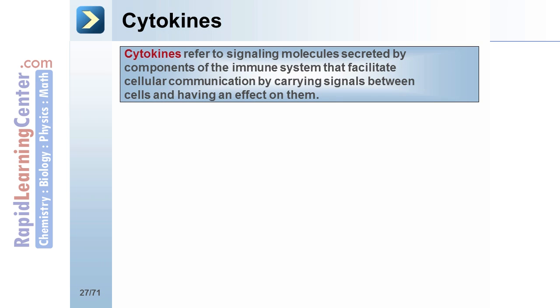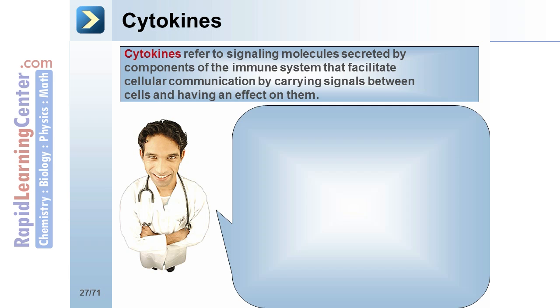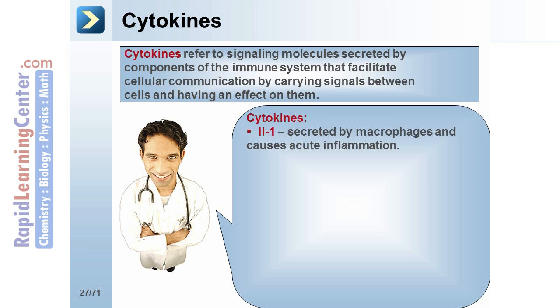Now let's take a look at a few other components of the immune system, including cytokines, cell surface proteins, and complement. Cytokines refer to signaling molecules secreted by components of the immune system that facilitate cellular communication by carrying signals between cells and having an effect on them. There are a number of important cytokines secreted by different components of the immune system. For example, interleukin-1 is secreted by macrophages and causes acute inflammation.